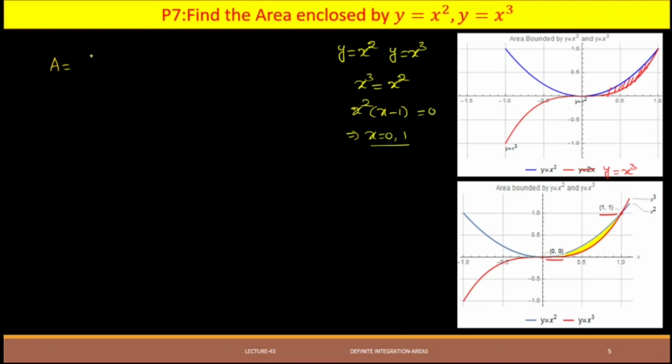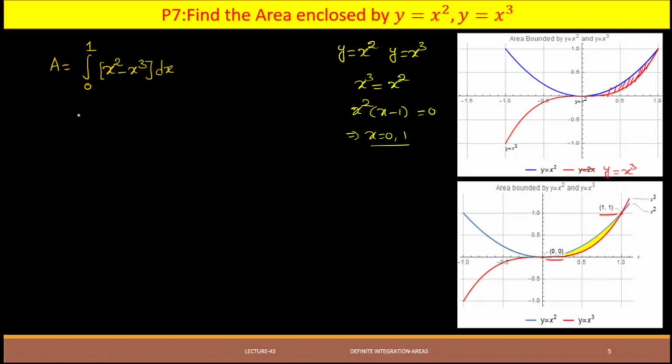So area A is equal to integral 0 to 1. In the region 0 to 1, the x square curve is dominating. So x square is the upper curve and x cube is the lower curve. So x square minus x cube into dx.